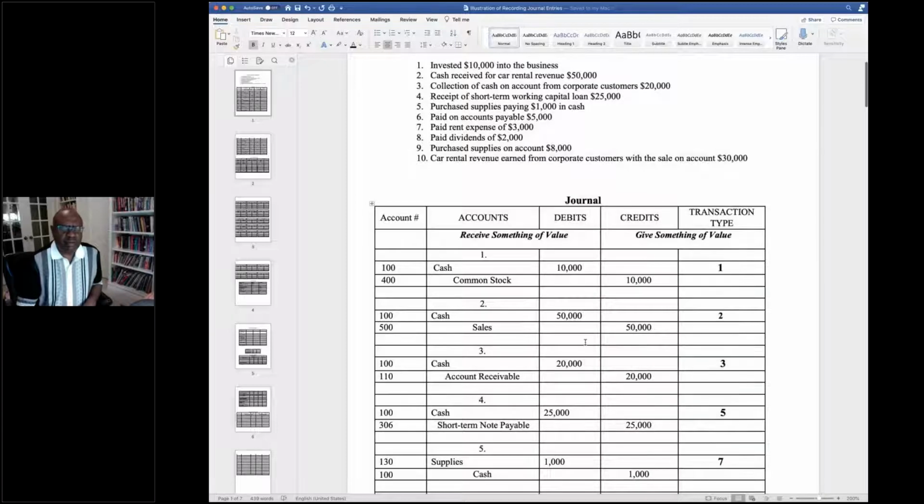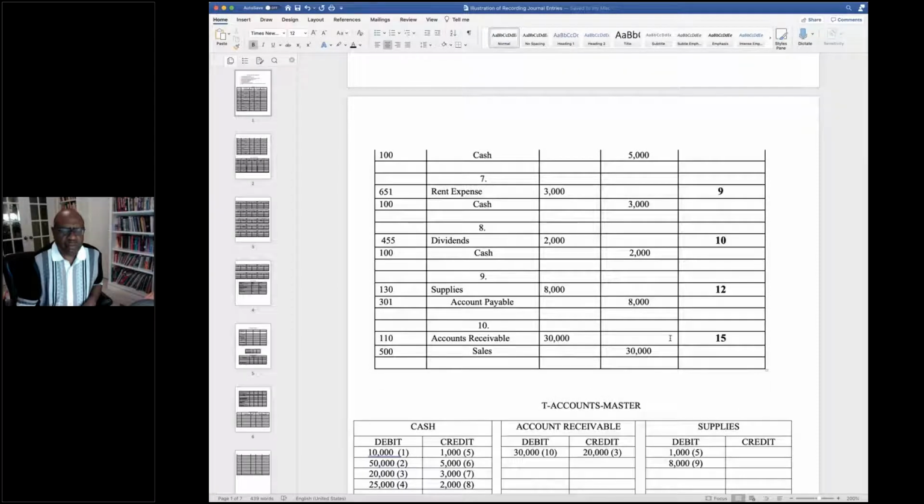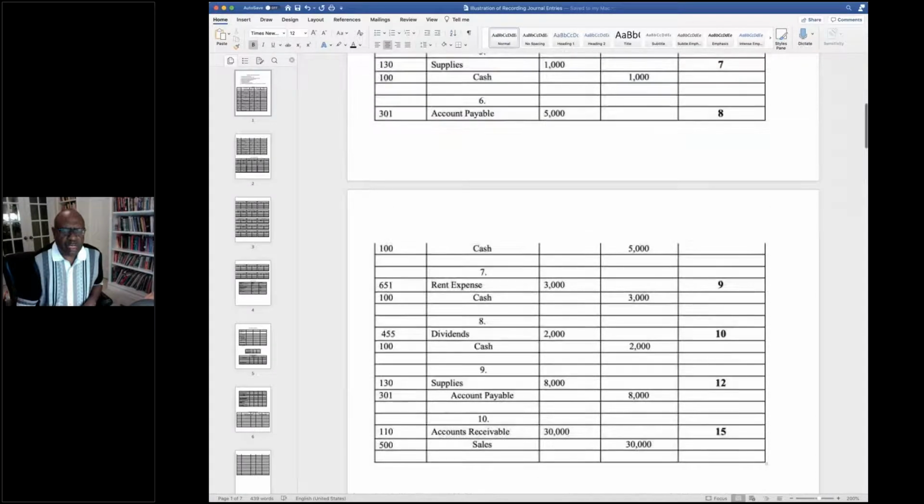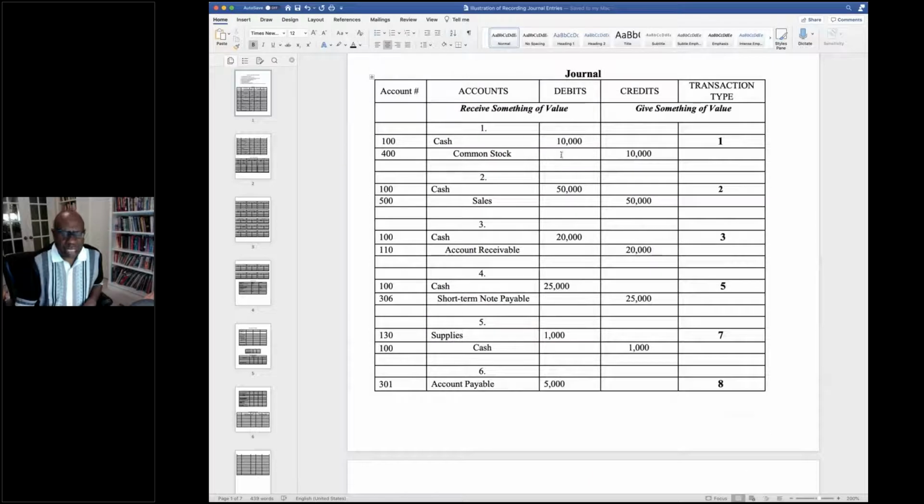And we went through 10 transactions. And so today, what we want to do is to look at our next steps in the process, which involves determining after these transactions, how much do we have in each of these accounts listed? How much do we have in cash, common stock, sales, receivable? We need to know how much is in each one of those accounts. So that is the next thing that we're going to do.